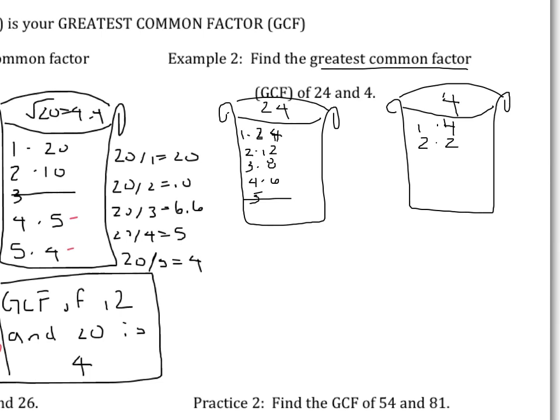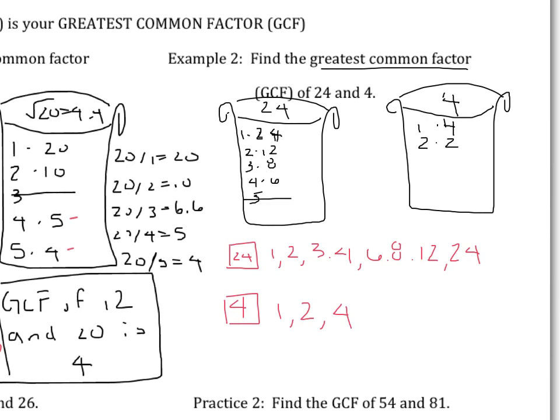Now, the next thing we want to do is write all our factors out. First, the factors of 24. We had 1, 2, 3, 4. I'm not going to write out 5 because that wasn't a factor. 6, 8, 12, and 24. So there's all our factors of 24. Now I'm going to write out the factors of 4. We had 1, 2, and 4.